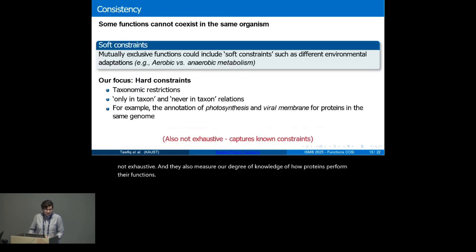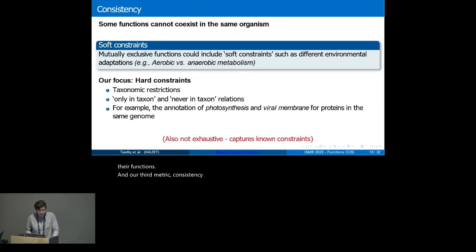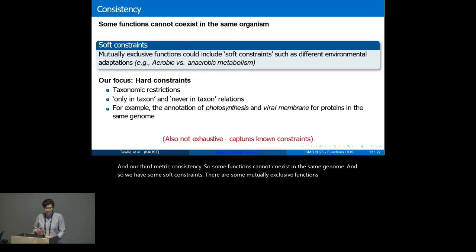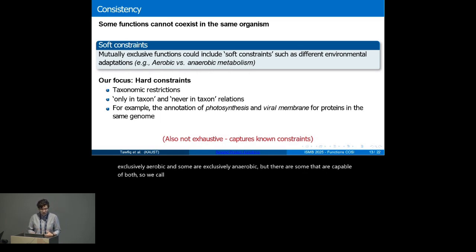And our third metric, consistency. So some functions cannot coexist in the same genome. And so we have some soft constraints. There are some mutually exclusive functions, such as environmental adaptations like aerobic and anaerobic metabolism. So some bacteria are exclusively aerobic and some are exclusively anaerobic, but there are some that are capable of both. So we call these soft constraints. But we focus on hard constraints and specifically on taxonomic restrictions.